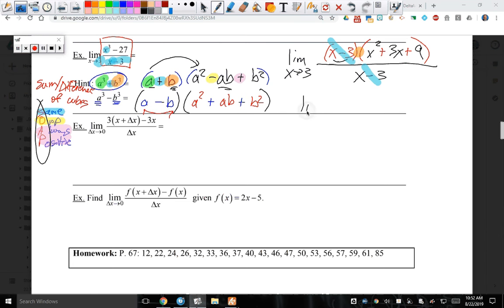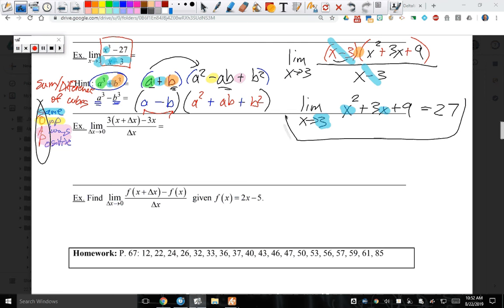Now, you just canceled the piece that otherwise would have made this originally undefined. What are you going to do next? Plug in. Plug in your limit. So we're going to plug this into the remnants that are left over. And anyone, what do I get? 27. Now I want you to box it like this.